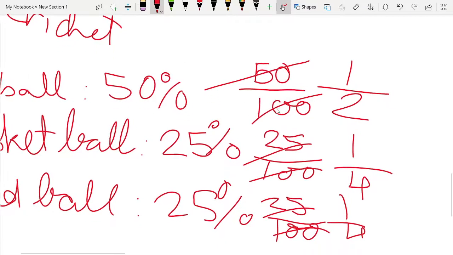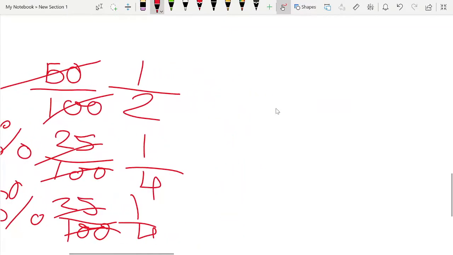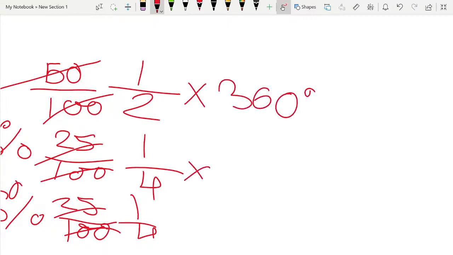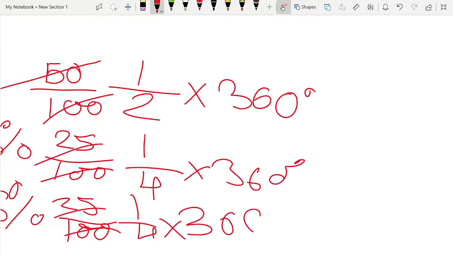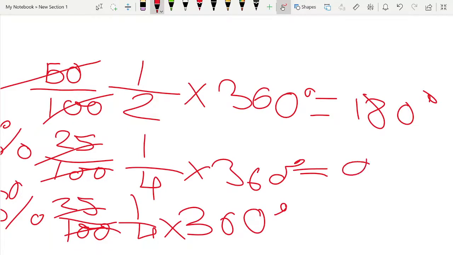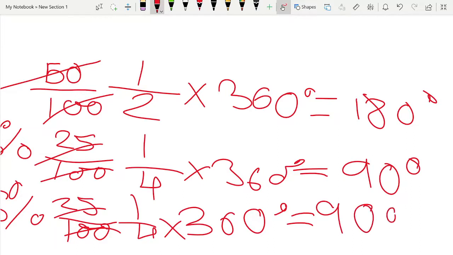Now, how do we get it on the pie graph? So basically, we'll work with degrees. So we need to make these a degree. To do that, we're going to multiply them by 360 degree, times 360 degree, and 360 degree. Now, half of 360 degree is 180 degree. 1/4 of it would be 90 degree, and 1/4 again would be 90 degree as well.